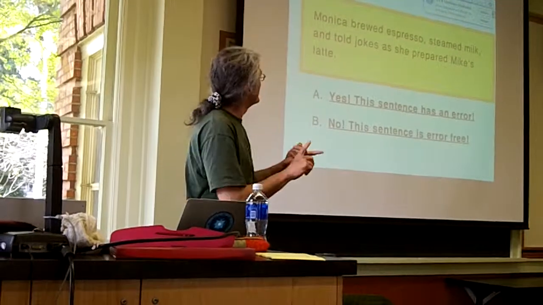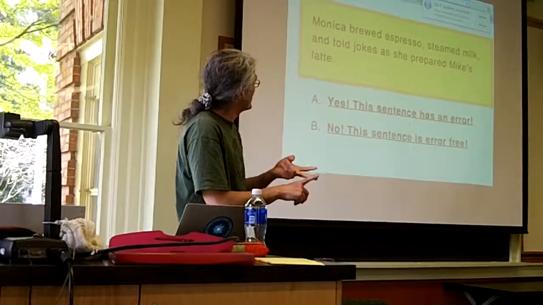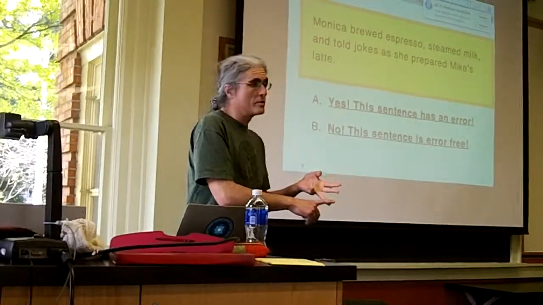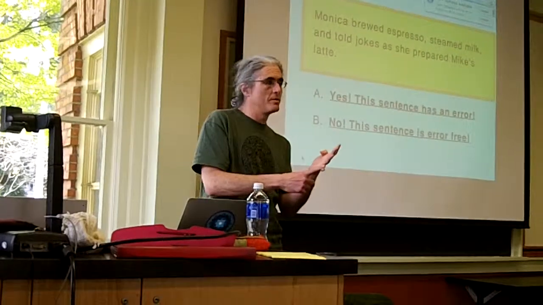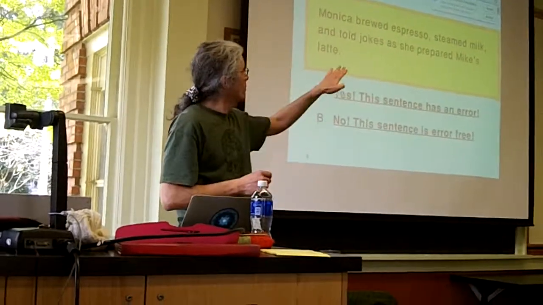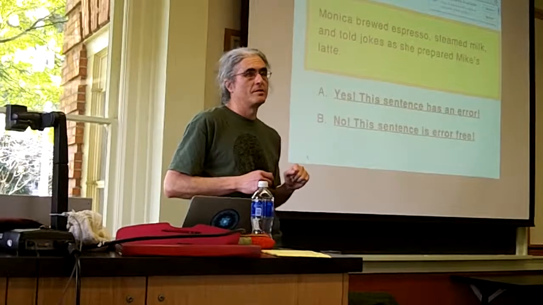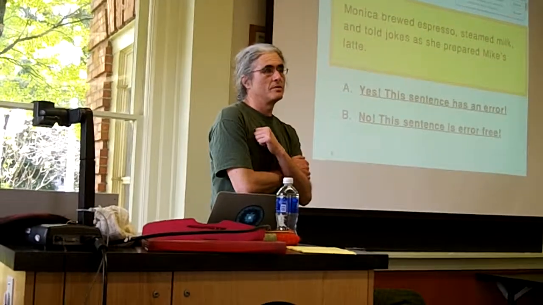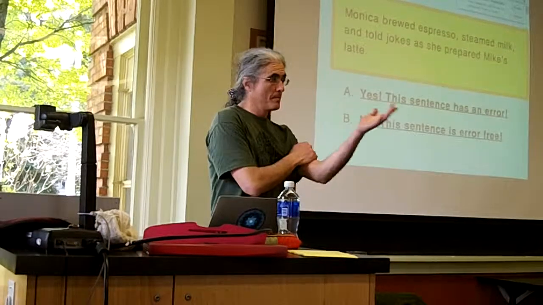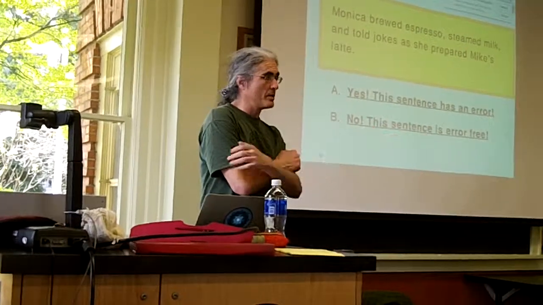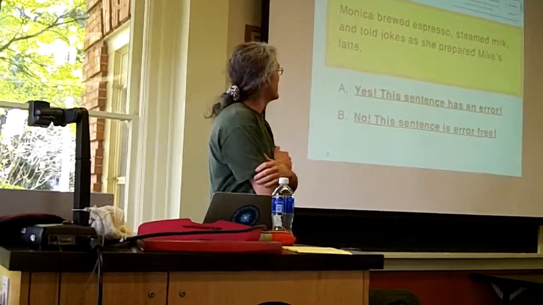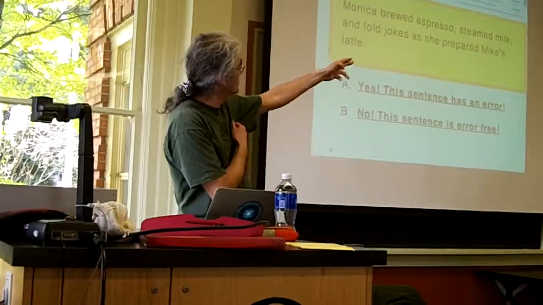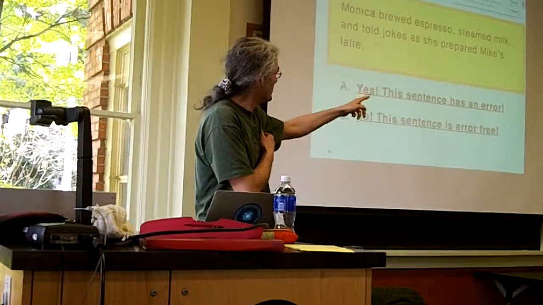Four. She brewed espresso, steamed milk, told jokes, as she prepared. Okay, what form are they in? What's the part of speech of those items? Past tense. What kind of past tense? Simple past. Brewed, steamed, told, prepared.